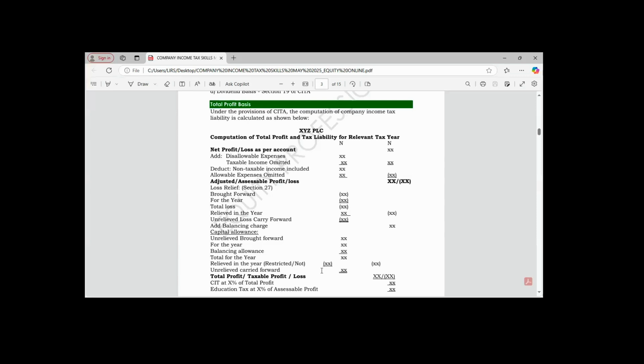Thank you. But where the company is into manufacturing and agro-allied agriculture, there is no restriction of capital allowance. So you also look at the 66 2/3%. Any amount you have, you remove it from here, you also remove it from here. Then any balance will be carried to the next period. The resulting figure will give you what we call total profit or taxable profit or loss.